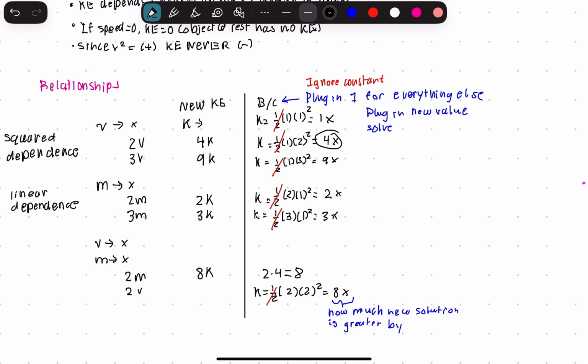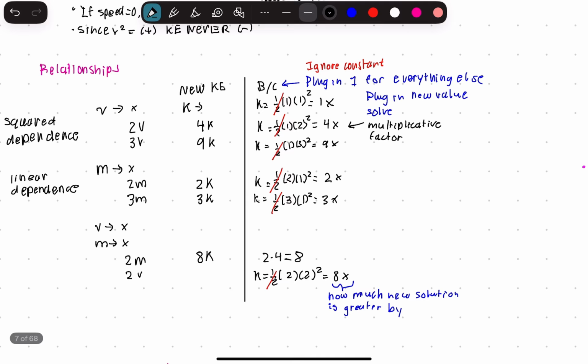That is the multiplicative factor by which the new kinetic energy will be greater. Same thing if you triple the velocity: the new kinetic energy will be 9 times as great. This is because velocity has a squared dependence when you relate kinetic energy with velocity.